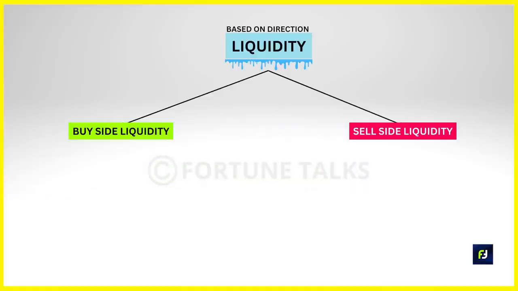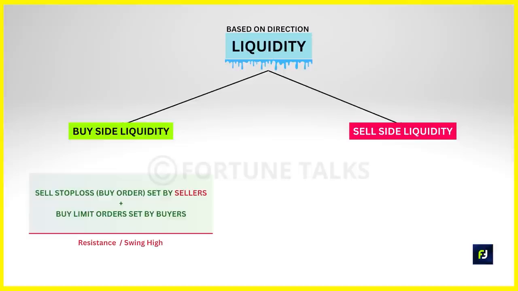Now, there are two types of liquidity based on direction. They are buy-side liquidity and sell-side liquidity. The buy-side liquidity represents a level on the chart where the short sellers will have their stop loss positioned. So essentially, these stop loss orders set by the short sellers who sold from the resistance or the swing highs are essentially buy orders. And the buy-side liquidity will also include buy limit orders set by all those buyers who were waiting for a breakout above the resistance or the swing high.